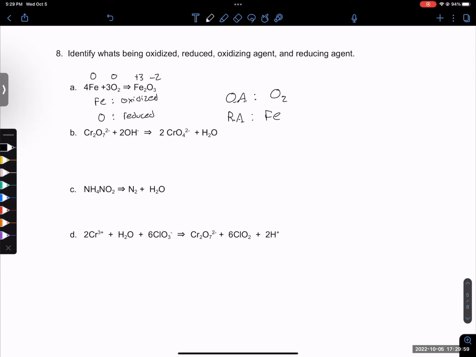How about I give you all a second to assign oxidation numbers to everything in part B, and then we'll see if y'all were any close, or maybe we can touch on that. Just this part right here.